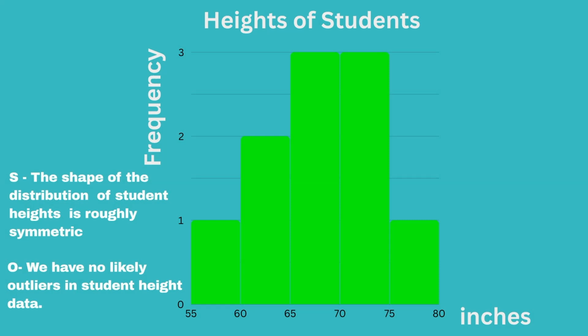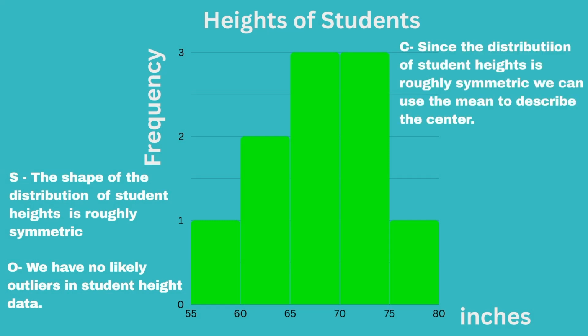Now let's discuss the center of our height data. We could use the median or the mean depending on our data. Because the distribution of our height data is roughly symmetric, we will use the mean to describe center. If our data had been skewed, either right or left, we would have wanted to use the median instead.